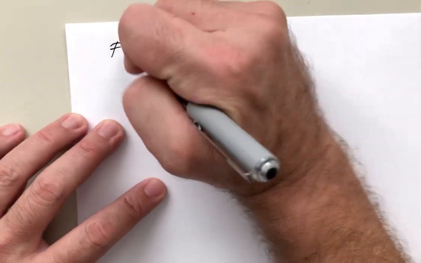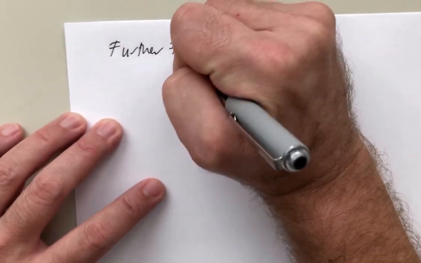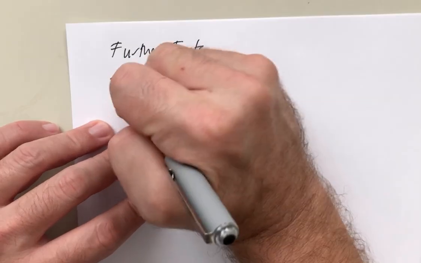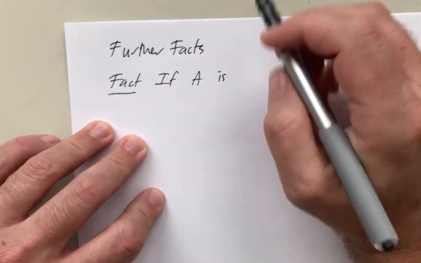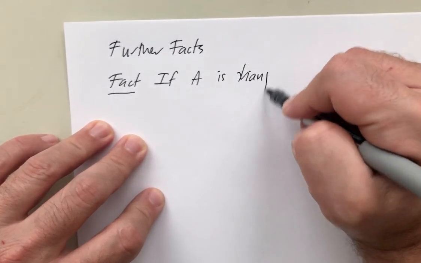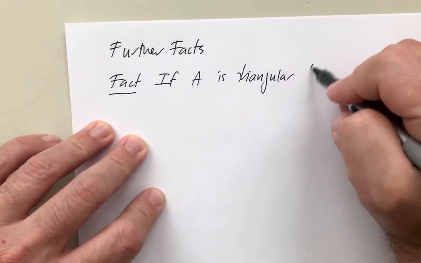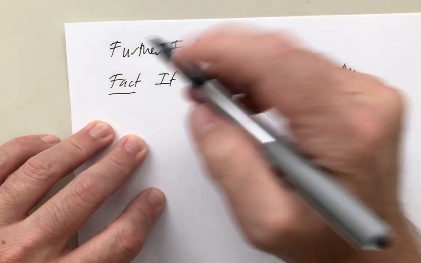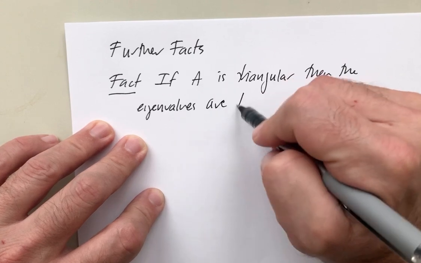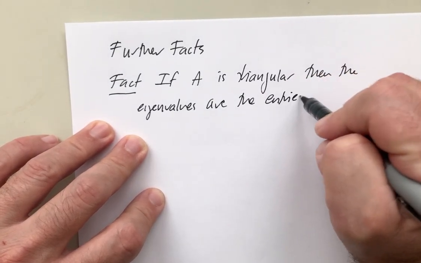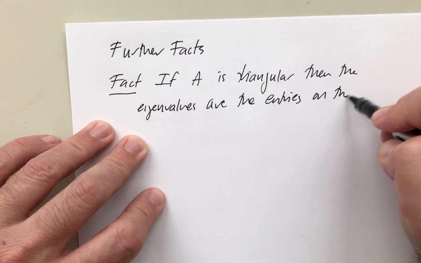Okay, so I want to end with some further facts that we might talk more about in our discussion. Maybe fact one is that if A is a triangular matrix, then the eigenvalues are really easy to find. They are just the entries on the diagonal.